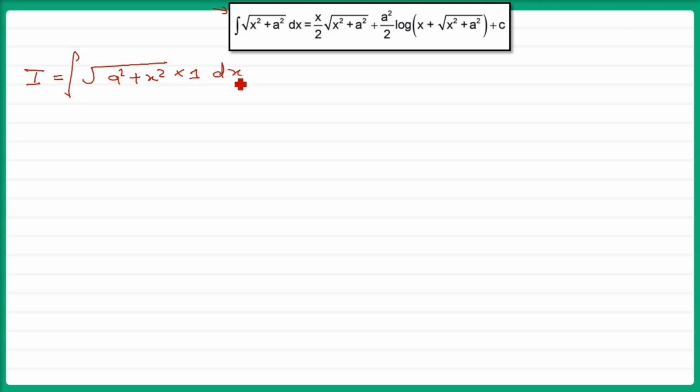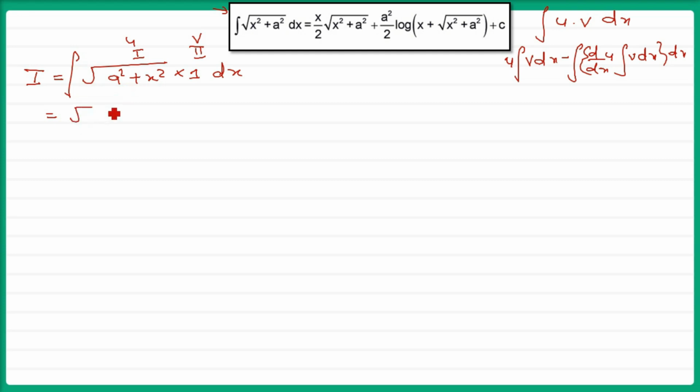What is the first function? The first function we will take as under root a square plus x square, and the second function we will take as 1. Now when you have two functions and you want to integrate this, we apply a certain formula: first function times the integration of the second, minus the integration of the differentiation of the first function times the integration of the second function, and that differential and integral will be multiplied and then integrated again.